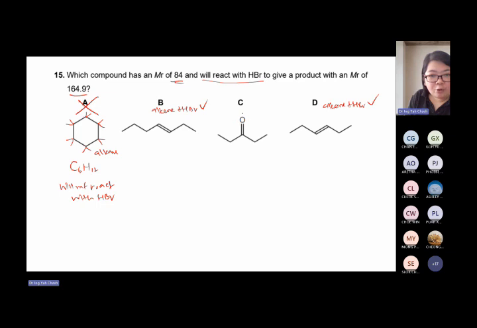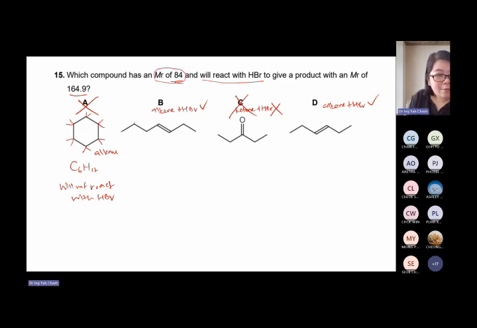C, can you see the C double bond O? It is a carbonyl compound. In this case, it is a ketone, not an aldehyde, because the C=O is in the middle of the molecule. It will not react with HBr. So again, rule out C. Now only look at B and D, and then we see which one has a molecular weight of 84.